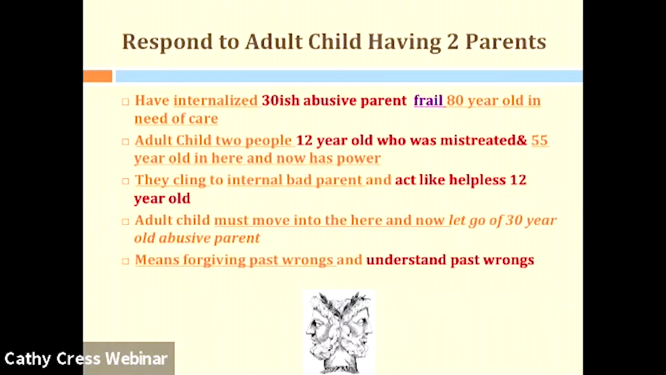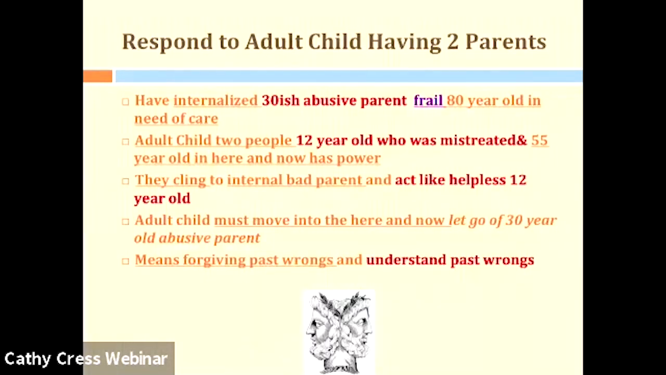So the adult child, yourself, needs to move on into the here and now and let go of that 30-year-old, however old they are, abusive parent. And you have to forgive the rights and the wrongs, and understand the wrongs, but forgive them. And this is through forgiveness therapy. And this is where Fred Luskin really comes in, because this is Janus, the two-headed Greek god, and that's really what happens.